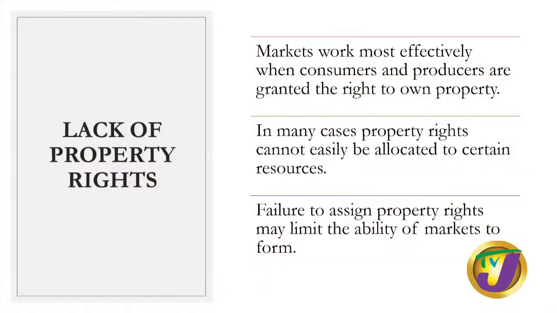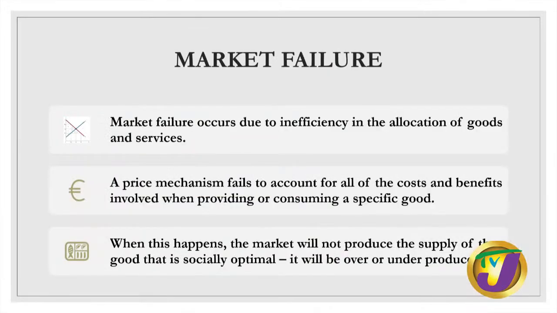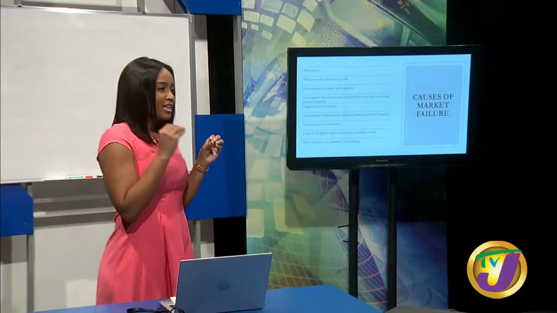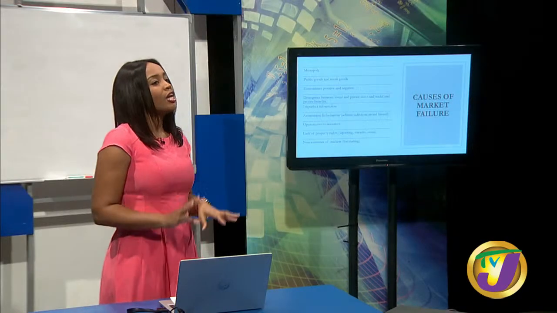Before that, we also looked at some of the causes of market failure. And the causes include the monopoly, public and merit goods, externalities, whether they are negative or positive, asymmetric information, open access to resources, lack of property rights, and non-existence of markets for trading. I wanted to make a link between the different causes of market failure and what you think the government could do to intervene in those different types of market failure.